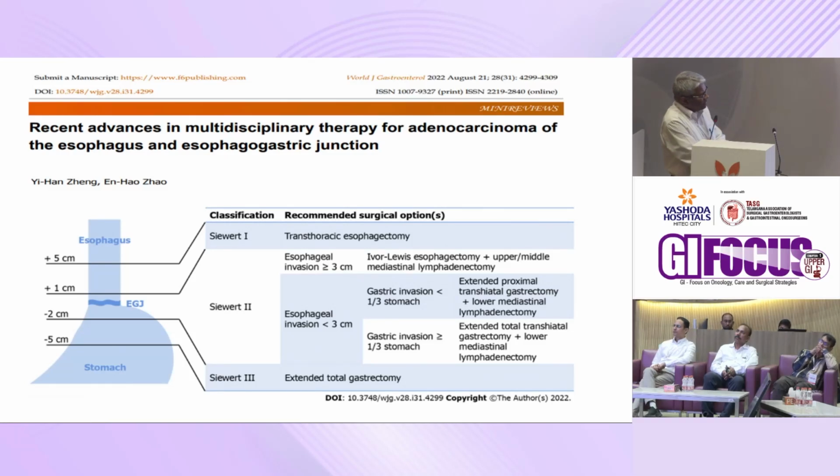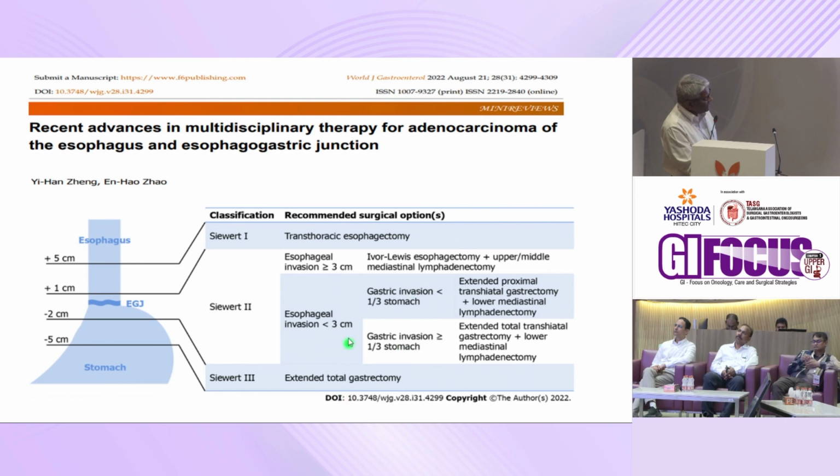Coming to whether we can modify Siewert's to improve the surgery better. Definitely we can. The modification is if we can take a little bit of lesser numbers, as 3 centimeter as the cutoff margin of esophageal involvement, we can treat more than 3 centimeter esophageal involvement with Ivor-Lewis and treat it as esophageal malignancy.